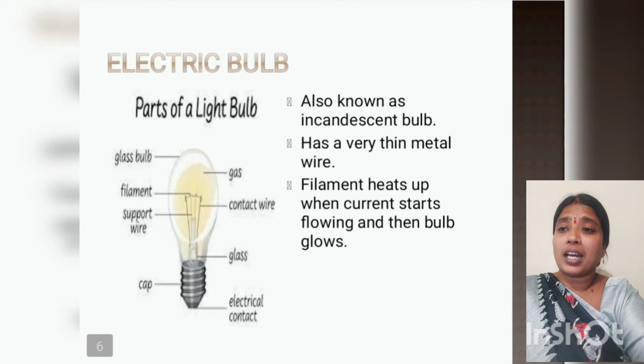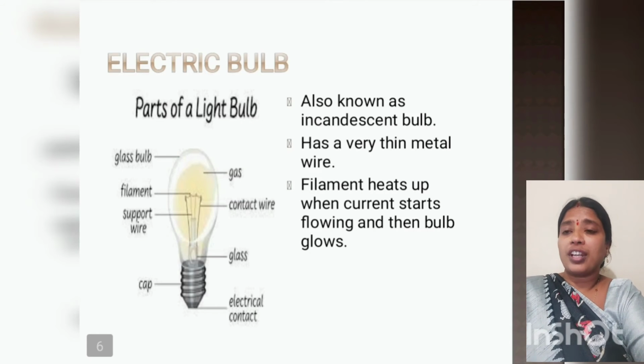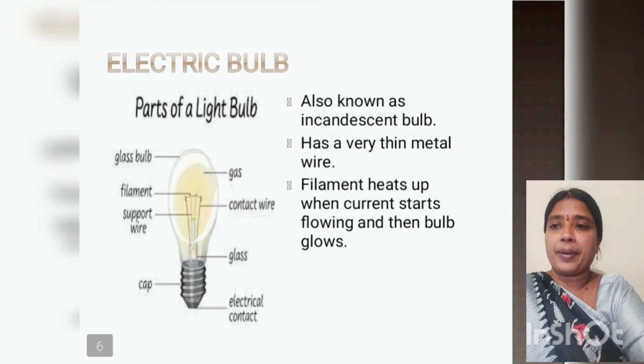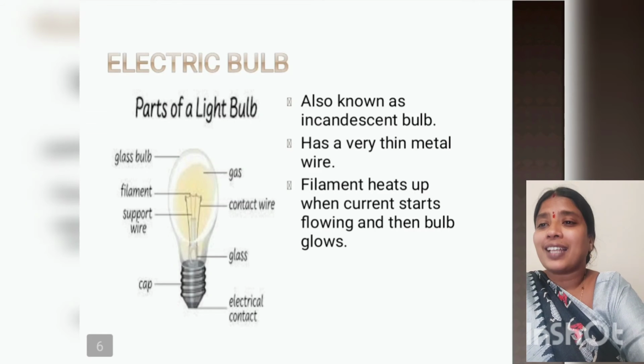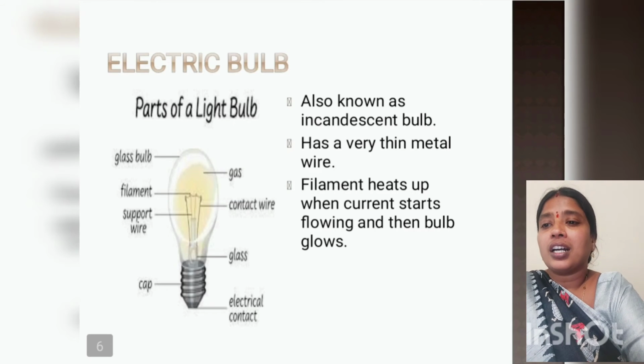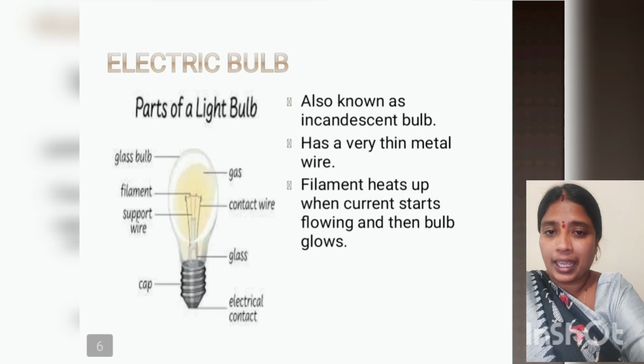The different parts of this bulb are the glass bulb and the filament. There is another support wire which supports the filament wire, and inside it a gas is filled. This gas doesn't react with electricity. There is also a contact wire, and an electrical contact at the bottom near the cap.